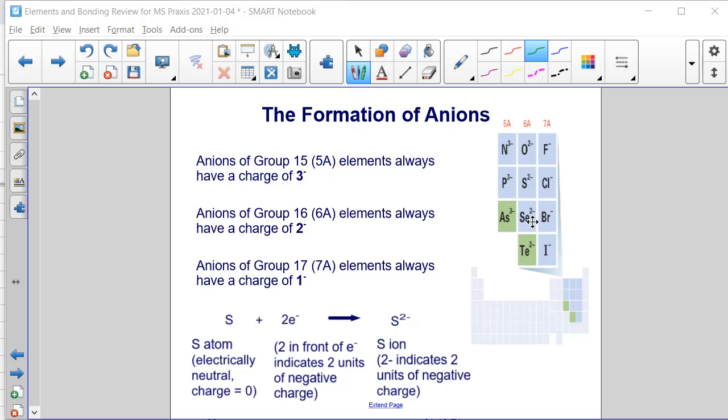How are those negatively charged anions formed? By having more electrons than protons, so by gaining electrons. So if I look just at sulfur here, when it's a sulfur atom, it has equal numbers of protons and electrons. If we add 2 electrons to it, so if it gains those 2 electrons, then it will have 2 more electrons than protons and give it an overall 2- charge. So this 2- tells us that we have 2 more negatives than positives in this atom overall, making it the sulfur ion.